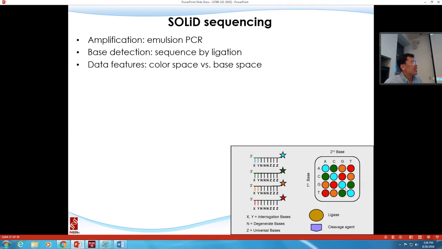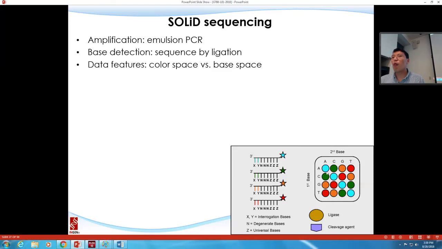AA, CC, GG, TT: these are four types of dinucleotides that use the same color, which is blue in this case. And CA, AC, GT, TG, they're using green. So basically, they still have four colors, but those four colors represent 16 types of dinucleotides. By the end of the day, we call this the color space, and instead of representing them as A, C, G, T, we represent them as 0, 1, 2, 3.